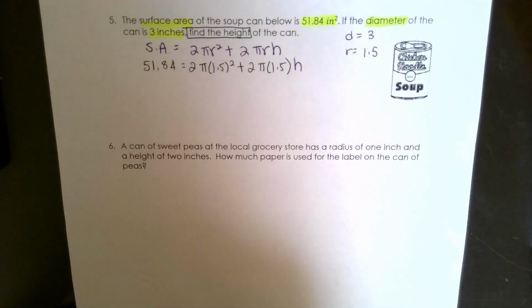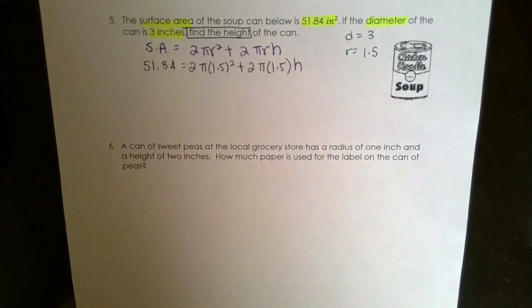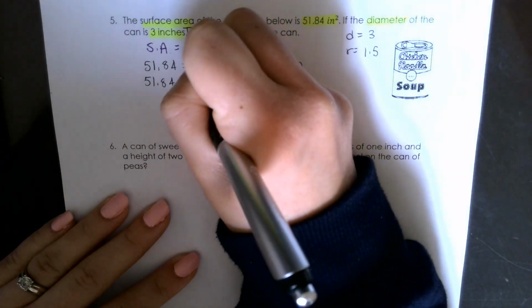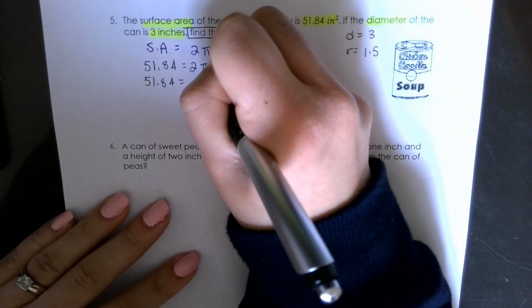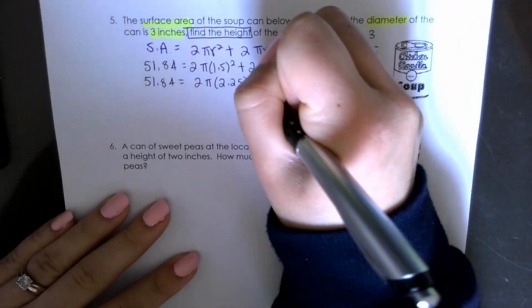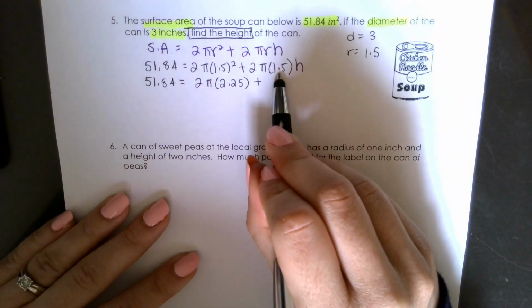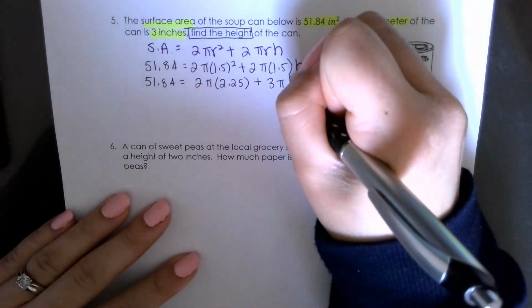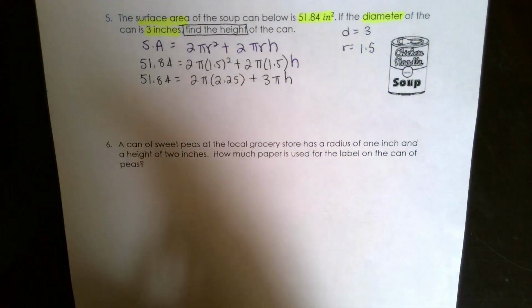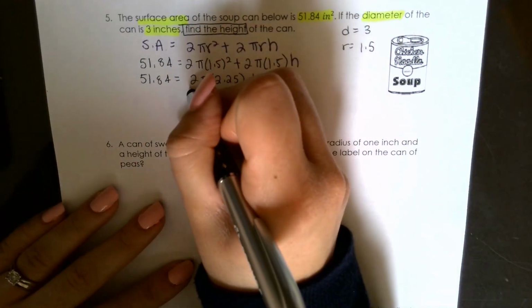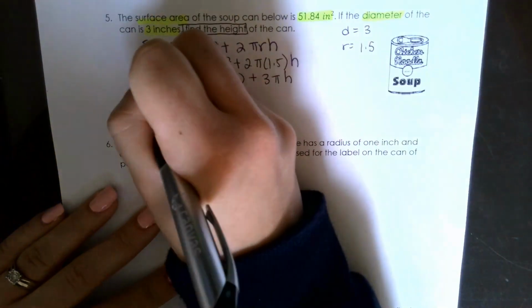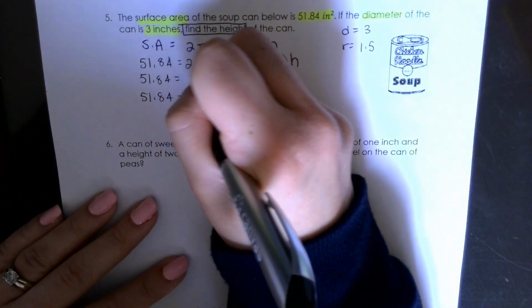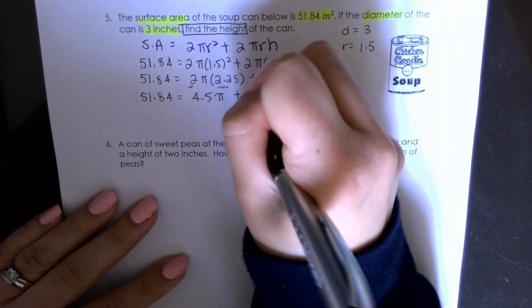So it might look messy, right? But now go ahead and just do your order of operations so we can organize this. So we're going to deal with exponents first. So 2 pi, 1.5 squared gives you 2.25, plus 2 times 1.5, that gives you 3. And I'm going to leave pi for now. 3 pi times your h. So leave pi's in there as much as you can. And now same thing here, I'm going to go ahead and multiply. So I get 4.5 pi plus 3 pi h.